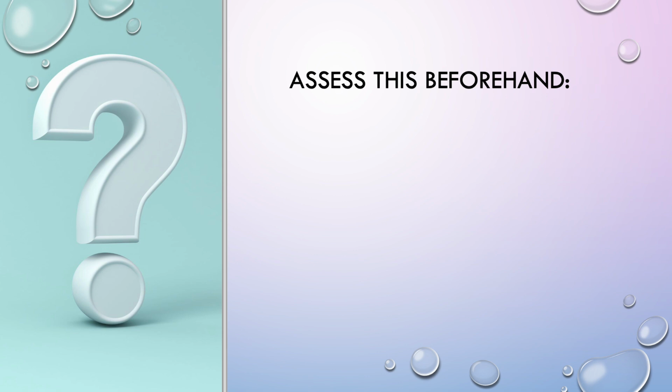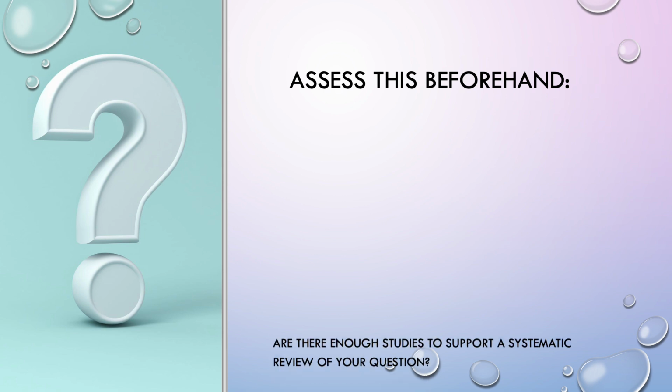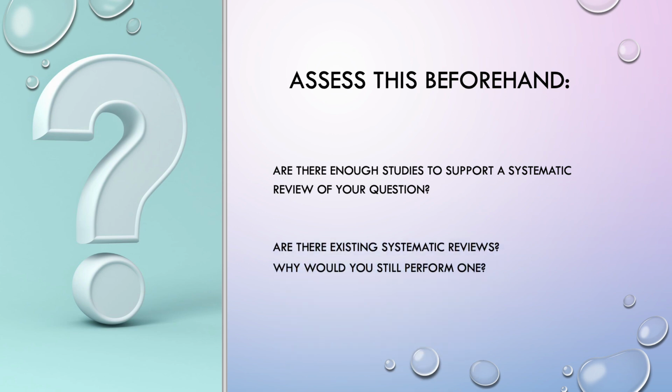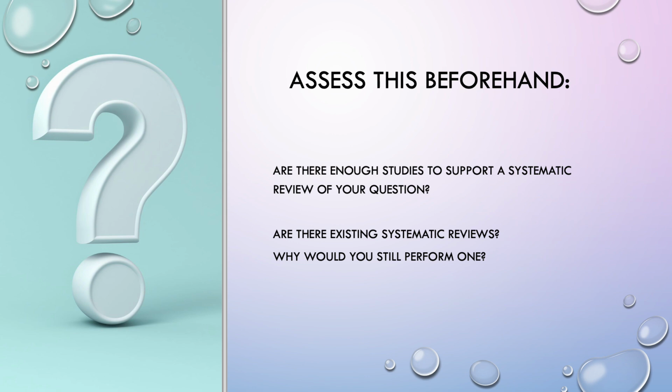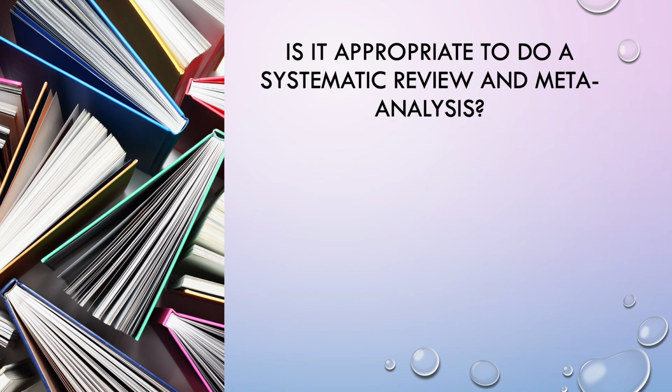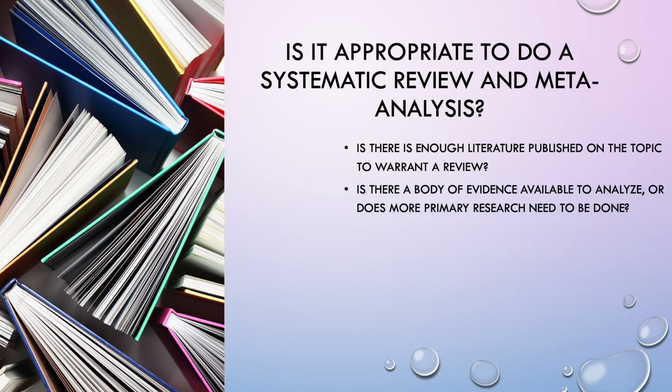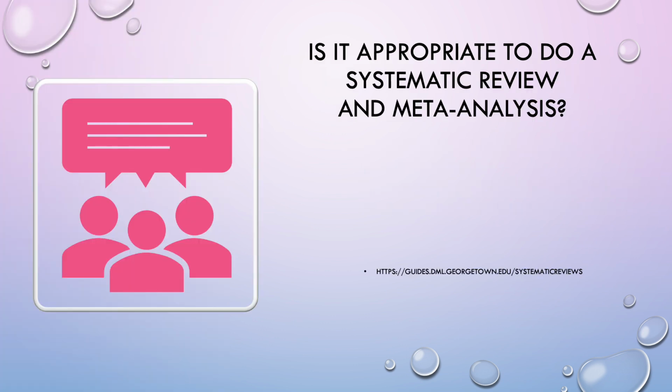So here is an overview of the difference of a narrative and a systematic review. Before doing any reviews, assess this beforehand. Are there enough studies to support a systematic review of your question? Are there existing systematic reviews? Why would you still perform one if there is one already? Is it appropriate to do a systematic review and a meta-analysis? Is there enough literature published on the topic to warrant a review? Is there a body of evidence available to analyze, or does more primary research need to be done?